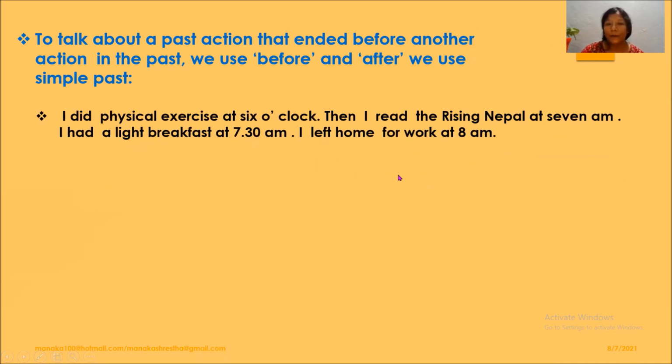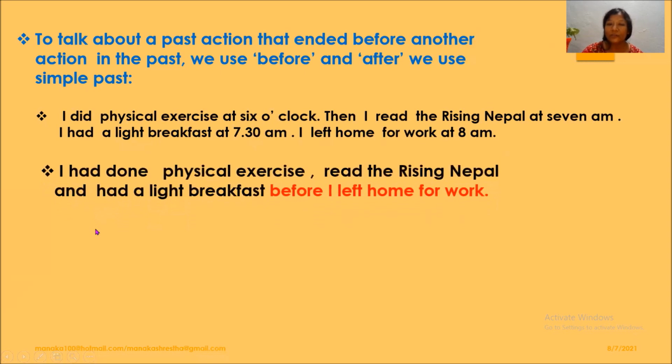So here, before I left home, what did I do? I did physical exercise, read the Rising Nepal, and had a light breakfast. These are the first actions. So first actions are written in the past perfect. So we can say it this way by using before.